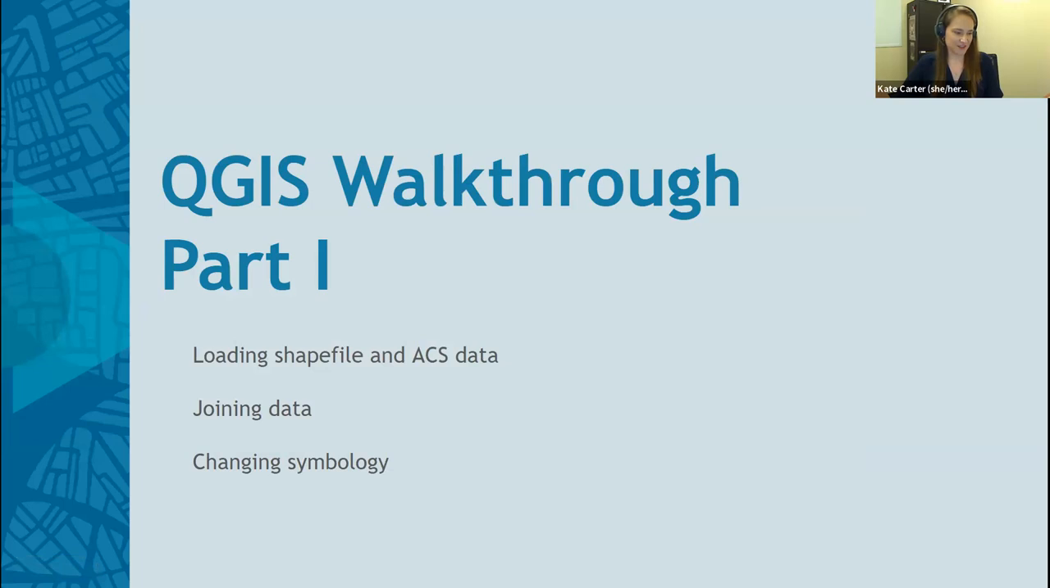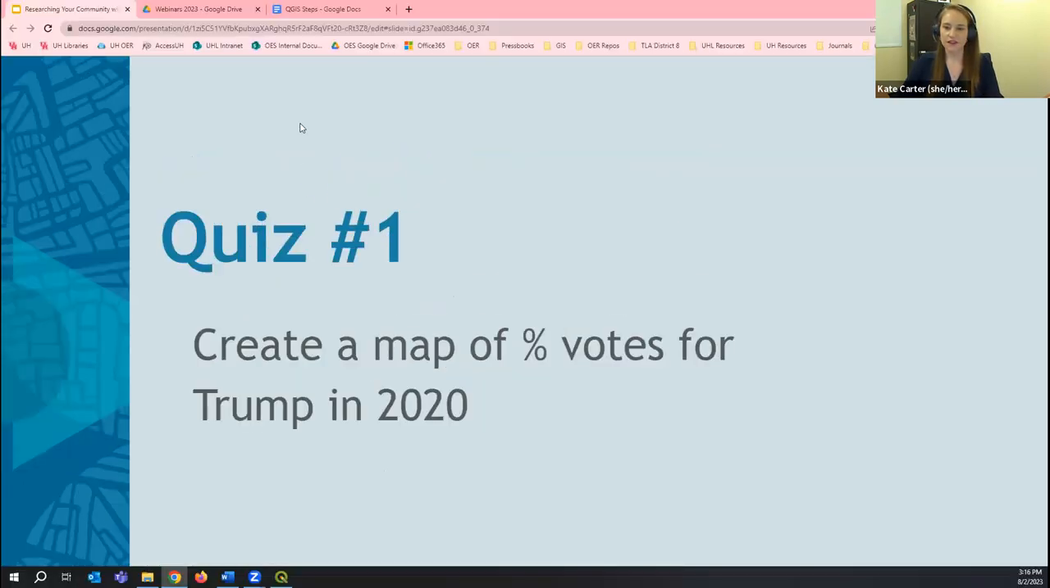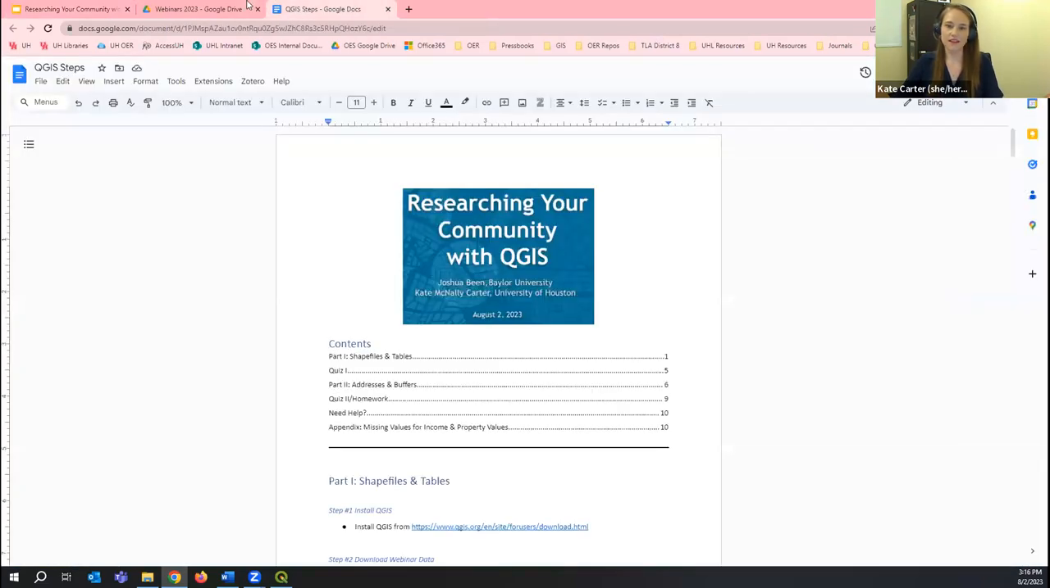All right. Thank you, Josh. So I'm going to drop a link in chat for the data. We'll be walking through the first part where we're going to be loading the shapefile and ACS data into our QGIS project and then joining the data and playing with the symbology. So if you did not already download the data from my email on, I guess, Tuesday, yesterday, then you can go ahead and go to that link. And then I will briefly jump out of this.